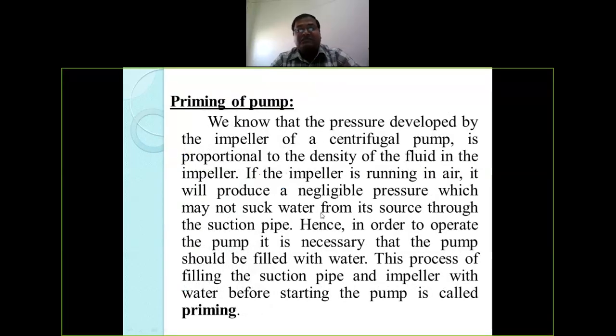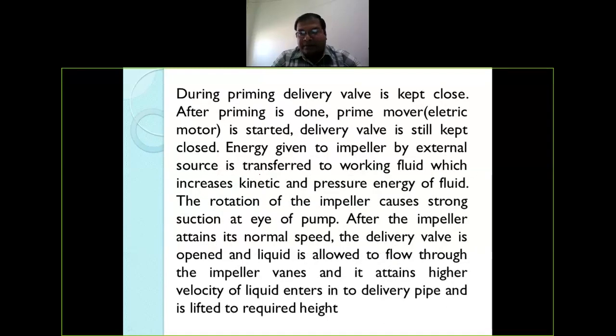We have to just fill the suction pipe and impeller with the water. That process is called priming. During priming, we have to keep our delivery valve closed, and after priming, when it is completed and we start our motor, at that time also we have to keep our delivery valve closed.